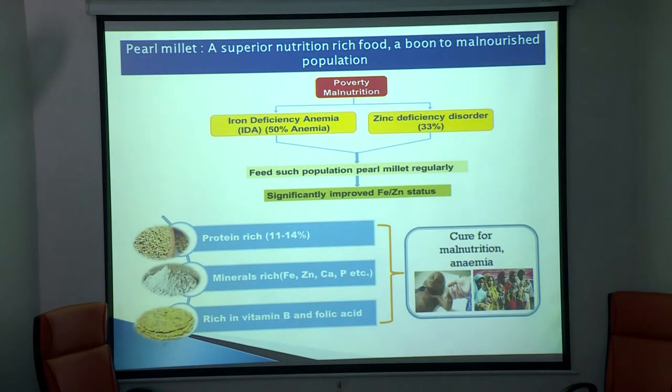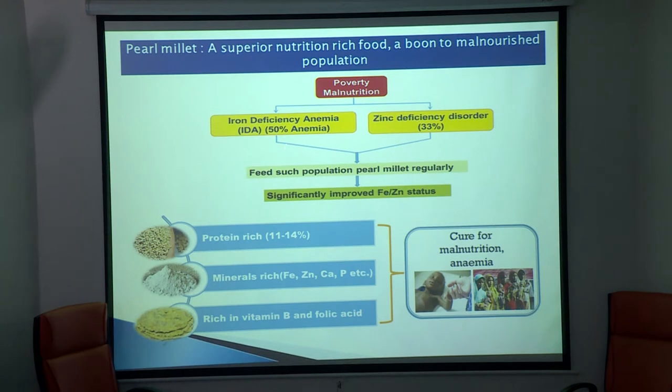Like one experiment was done, you can say a study, where a targeted population which was anemic was fed with pearl millet for around 3 months. And after 3 months, there was an estimation, and it was found that there was improvement in the iron and zinc status of that population.